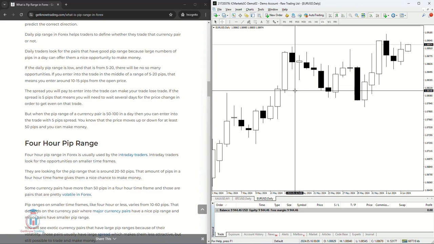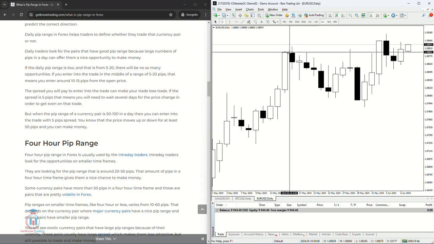So if you are trading, for example, if you would like to open a sell order here, that means you are expecting that the price will move down in this direction. But if it goes against you, this is also bad for you. So where would you put your stop loss?